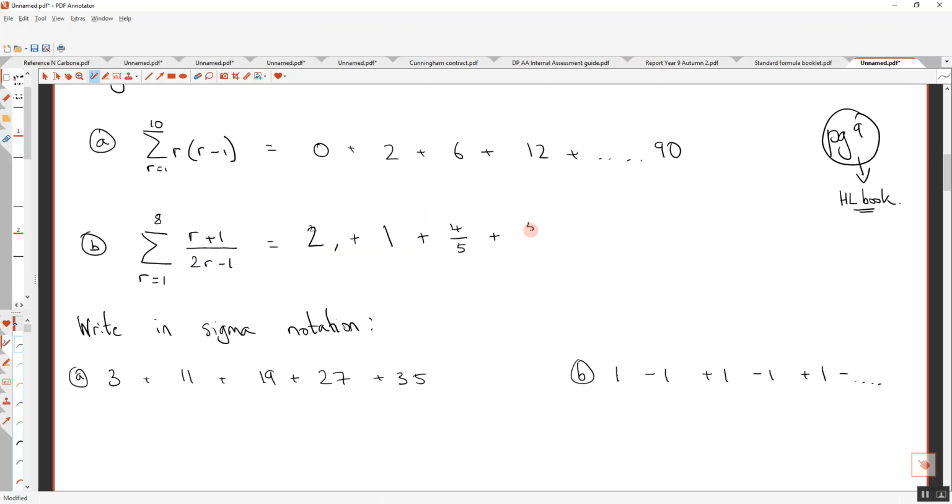And the next one, 5 over 5, 4 2s are 8, 8 minus 1 is 7. Correct? Yes. And the last one would be 9 over 15. Okay, good. We all get that okay? Yeah. Okay, good.